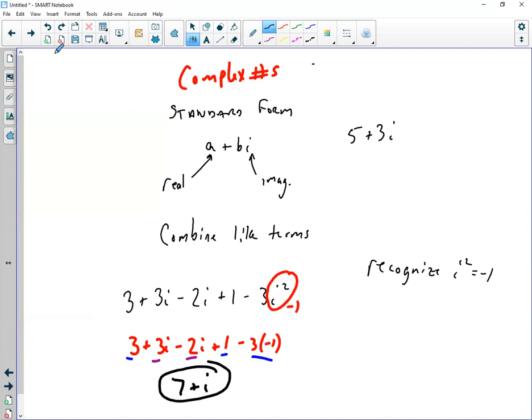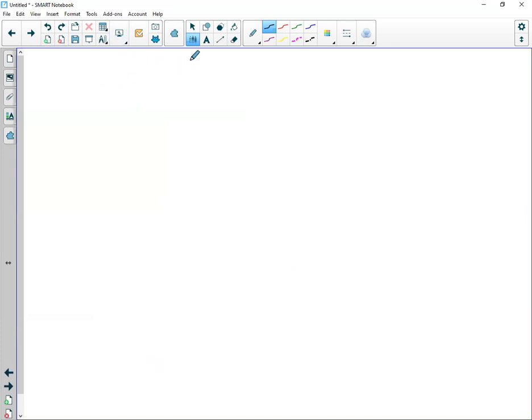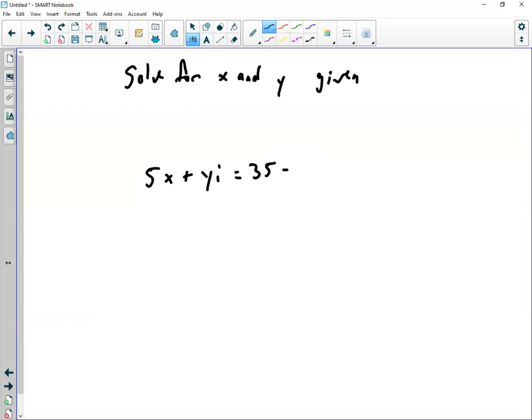Beautiful. So the next thing to think about is you could have a question that says something like solve for x and y given something like this: 5x plus yi equals 35 minus 20i. You could have something that looks like this. Now, most people are going to freak out because they see that they have an x and a y. This is a really good SAT question, by the way.